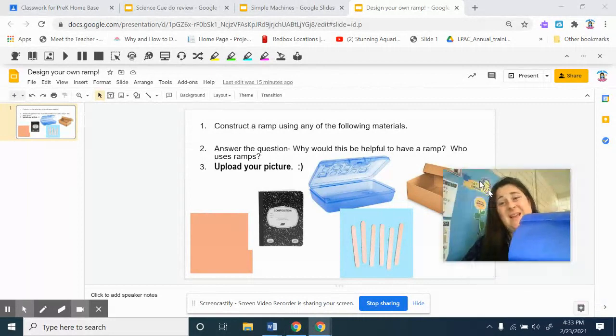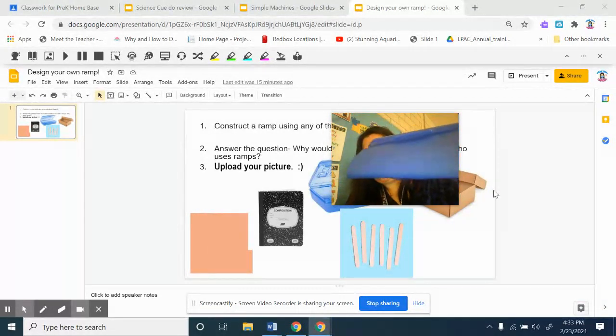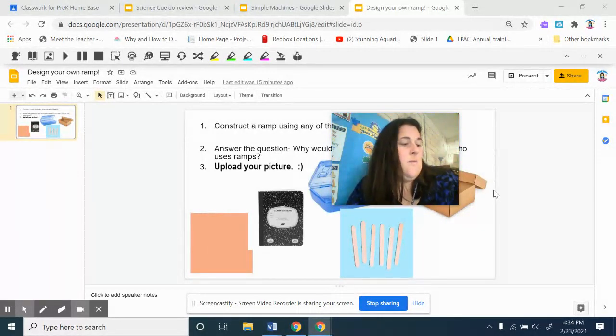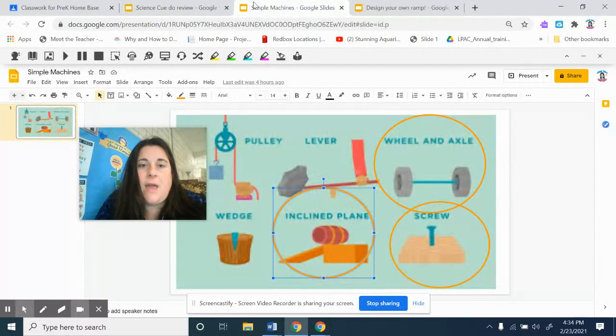Now, what are some ways I could make it sturdier? What's something that holds something together, right? Could I use two sheets of cardstock? Would that be more helpful? Maybe get some paper clips to hold it together. What's another type of material I could have used? Think about it. Think about what you have at home, or you could look at some of the pictures that we have right here. Okay.